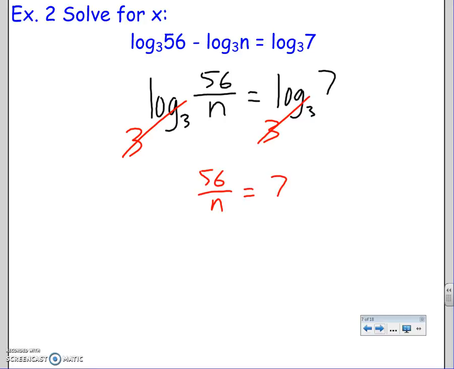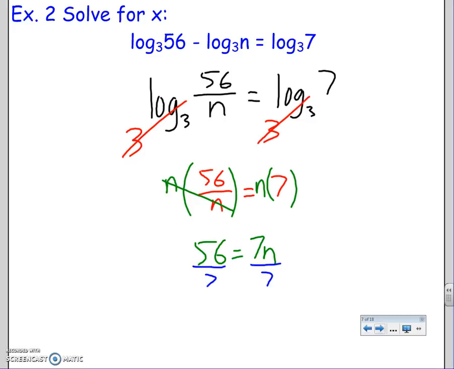Gotta solve for n. It's on the bottom of the fraction. You know, to get rid of fractions, you multiply by the denominator. That cancels there. So 56 equals 7n. Solving for n means divide by the number next to it. And in this case, that does not reduce, so I leave that fraction like that. Usually it's going to reduce, but sometimes you don't. So there's that one.